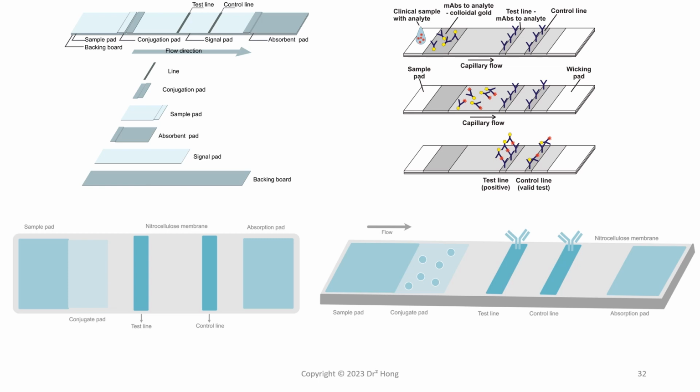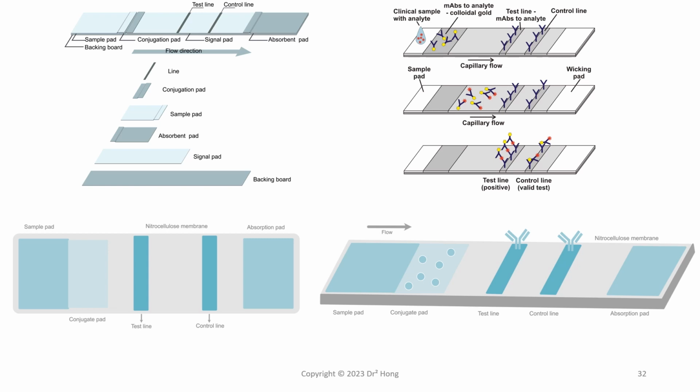strip by capillary action. The sample then reaches the conjugate pad, which contains labeled detection reagents such as gold nanoparticles conjugated with antibodies or other probes. The labeled reagents bind to the target analytes in the sample, forming a complex. The complex then flows along the strip and reaches the test line, which contains immobilized capture reagent that recognizes the complex. The complex is captured at the test line, forming a visible colored line indicating a positive result.